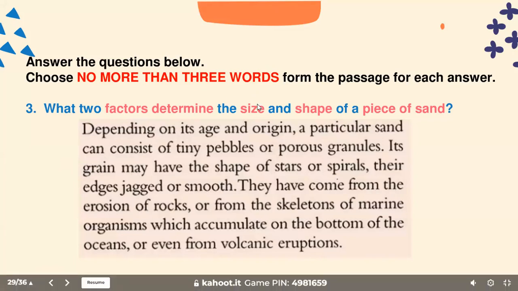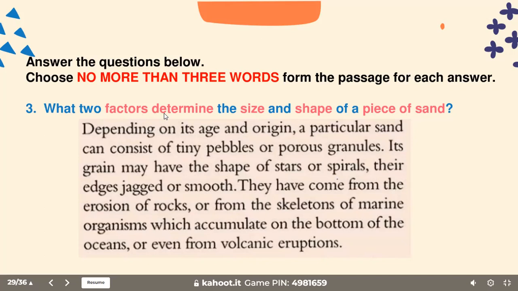That determine the size and shape of a piece of sand. So we're looking here for two factors. It's not only one. And then these factors determine something. Now, a factor is like an aspect or an element, something like this. عاملين بالعربي. So two factors. And determine here, it means depend, the same thing.